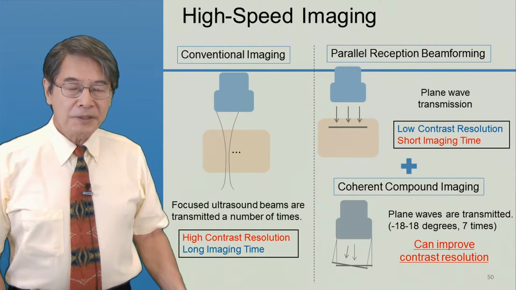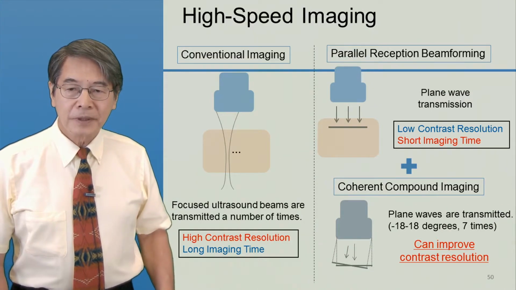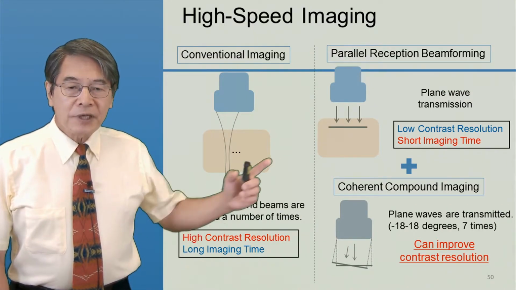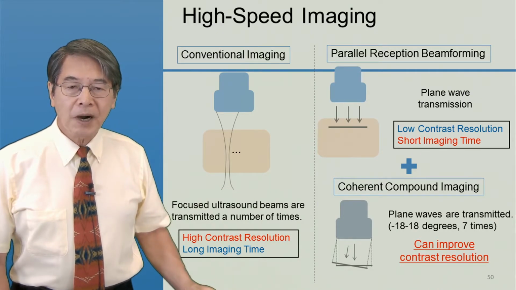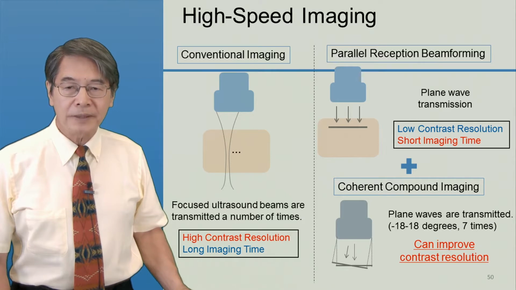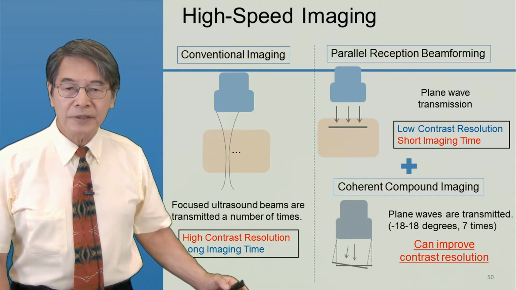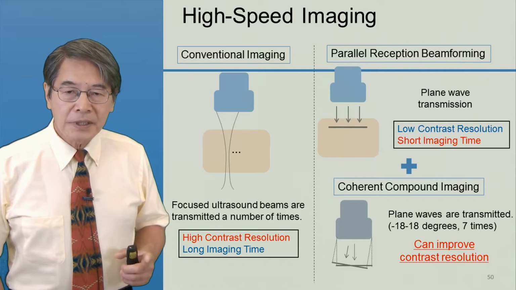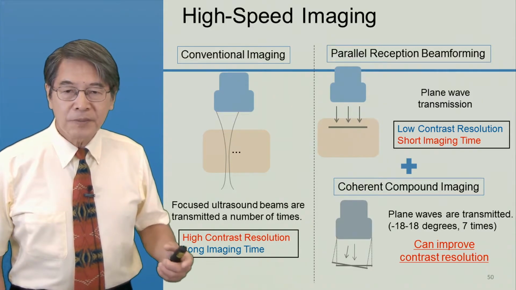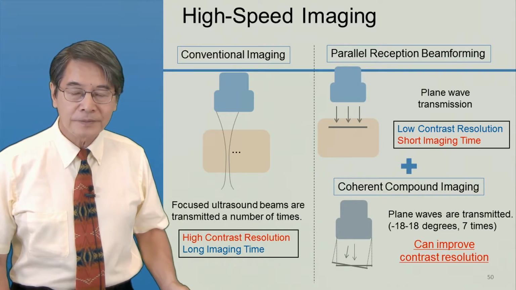In high-speed imaging, unlike conventional imaging, unfocused transmission beams are used in combination with parallel reception beamforming. Coherent compound imaging can be employed to improve its contrast resolution. Can high-speed imaging further improve the performance to detect the tissue change due to HIFU?